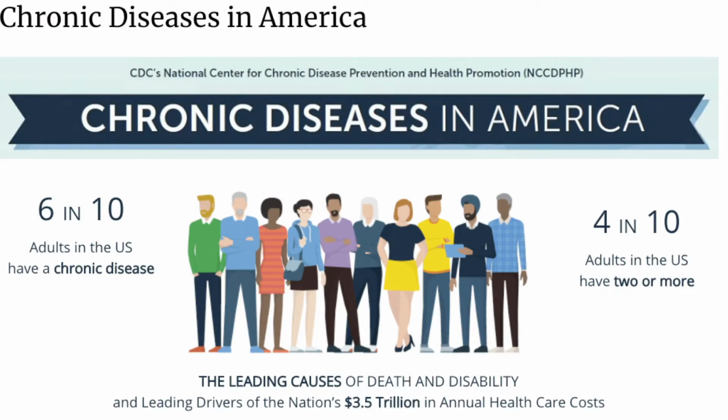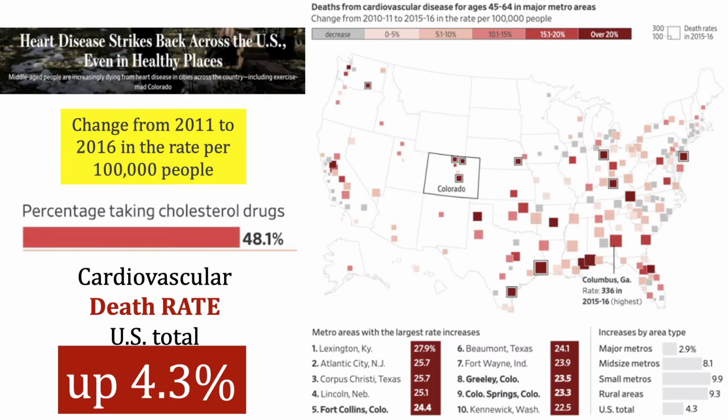So from the CDC, we see that 60% of American adults, 6 in 10, have at least one chronic condition, and 4 in 10, or 40%, have at least two chronic conditions. So there's a severe problem here. And the CDC says that 90% of morbidity, mortality, and healthcare costs are related to chronic conditions. So we have to pay more attention to this disease state, the chronic diseases.